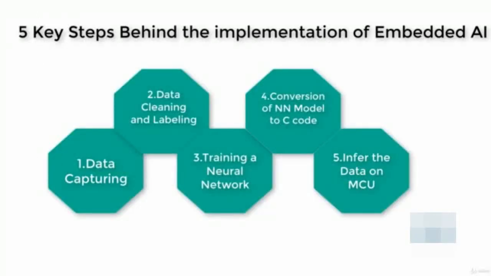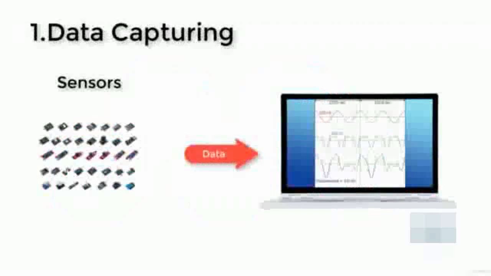Behind the implementation of a neural network into a microcontroller, these are the steps: data capturing, data cleaning and labeling, training a neural network model, converting the model into optimized C code for the microcontroller, and inferring the new data using the trained neural network on MCUs. Let's discuss them one by one.